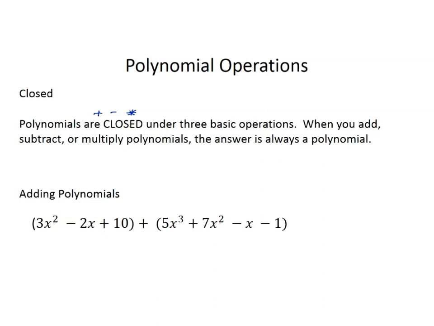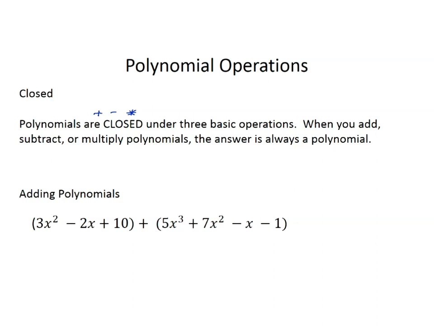So if you start with a polynomial and you add or subtract or multiply, or any combination of those three basic operations, you'll always end up with a polynomial. So that's what it means when you see the word closed in mathematics. It means that you end up with the type of expression, in this case, that you started with. We started with polynomials and we end up with polynomials. So polynomials are closed under addition, subtraction, and multiplication.